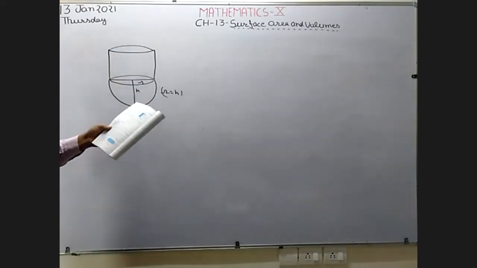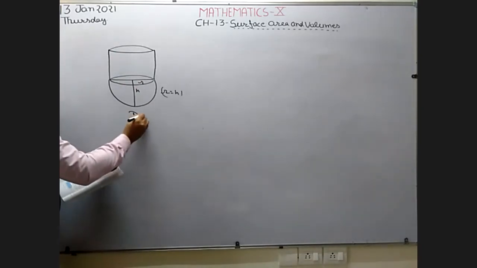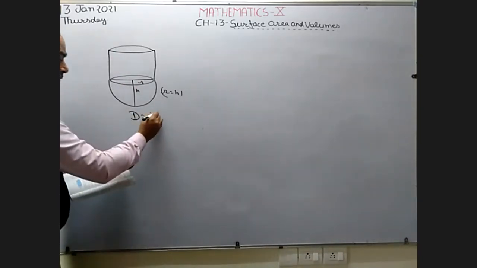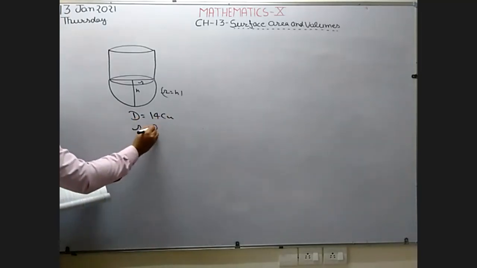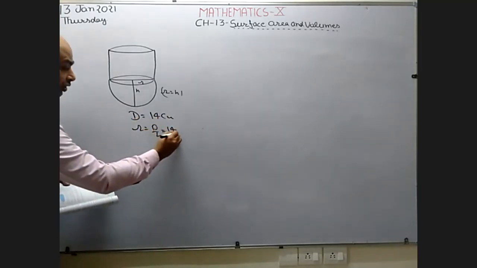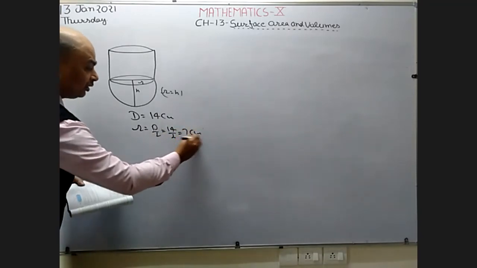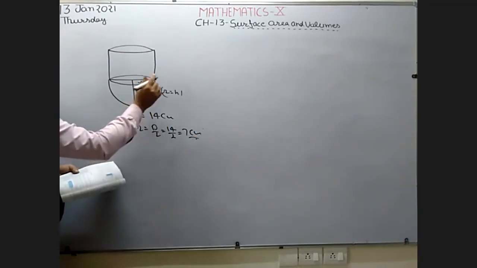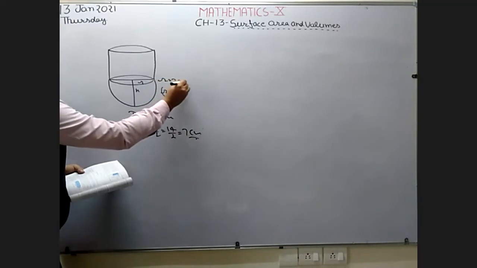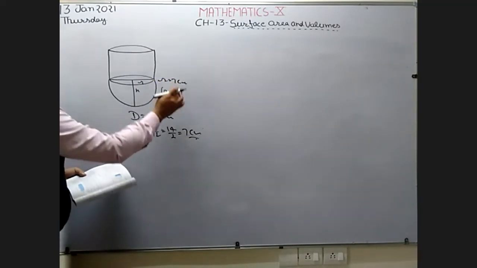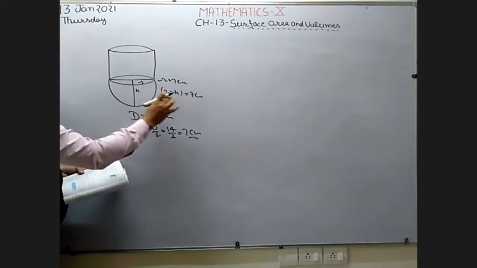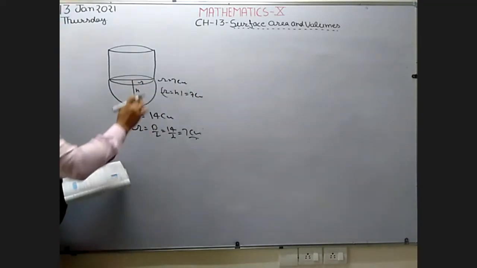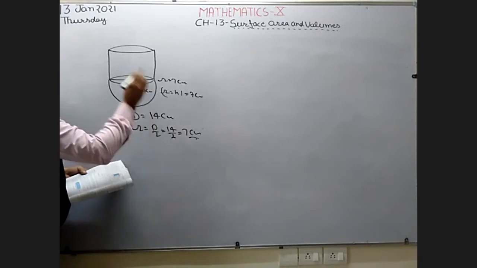The diameter of the hemisphere is given. So the diameter of the hemisphere is given as 14 centimeter. If the diameter is 14 centimeter, then the radius becomes diameter upon 2. Diameter is 14 upon 2, which becomes 7 centimeter. Okay, so this radius becomes 7 centimeter. If the radius is 7 centimeter, then the height also becomes 7 centimeter because in a hemisphere, radius and height are equal. So this is the reason I take its height as 7 centimeter.